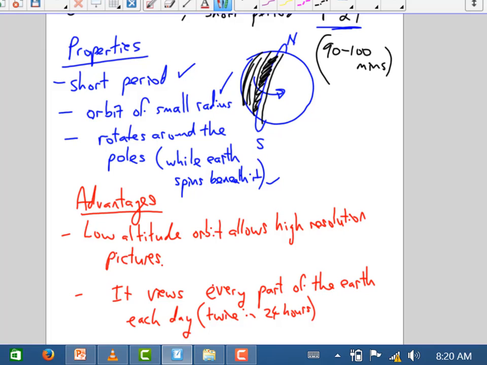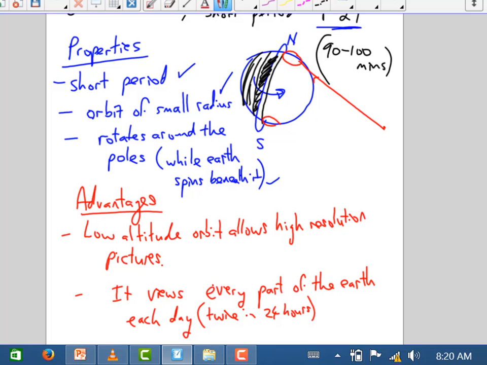The low altitude orbit allows it to give you high resolution pictures, and it's from 90 degrees as well, which is really good. As opposed to geostationary, one of the disadvantages is you can't see the poles very well because you're looking at it from a long way away, and it's very hard to see what's going on at the poles because it's a very oblique angle there. So that's something to keep in mind. This does not do that. It's got a good view from 90 degrees directly above. It also views every part of the Earth each day. In fact, it's twice in every 24 hours.